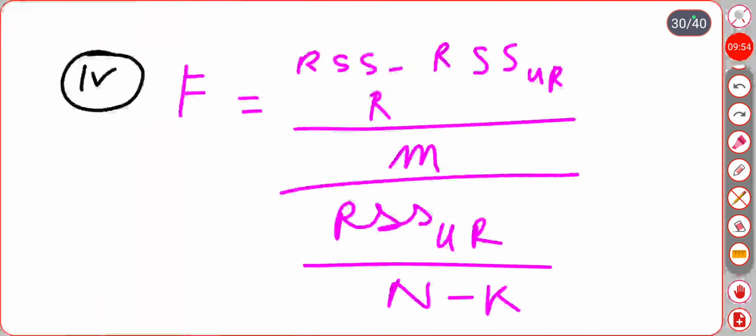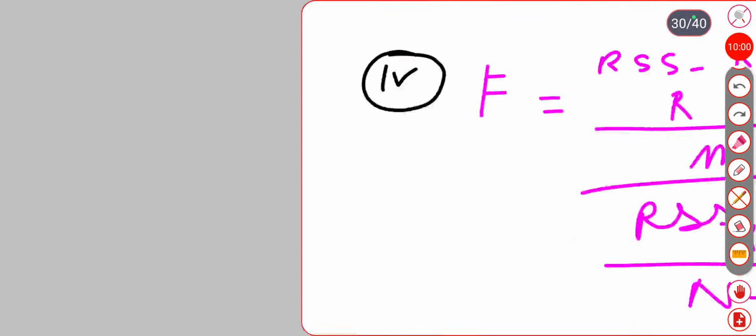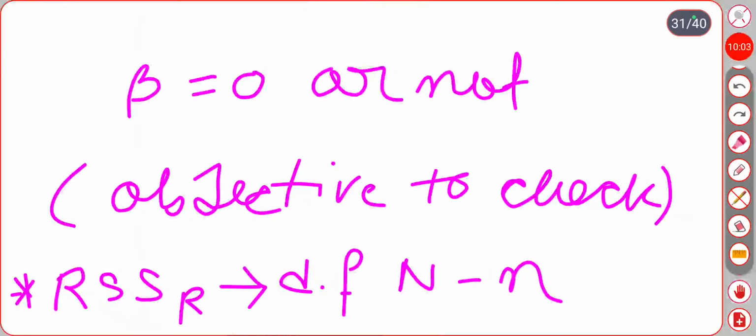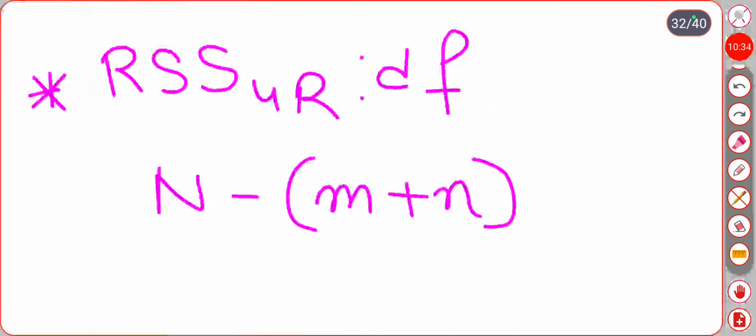This is the F statistic. The degrees of freedom are the same. Our objective is to find out whether this delta term is zero or not. If zero, then there is no influence of lag GDP on money supply. If not zero, then there is influence of lag GDP on current money supply. The degrees of freedom are N minus m for the restricted model, and N minus m plus n for the unrestricted model.